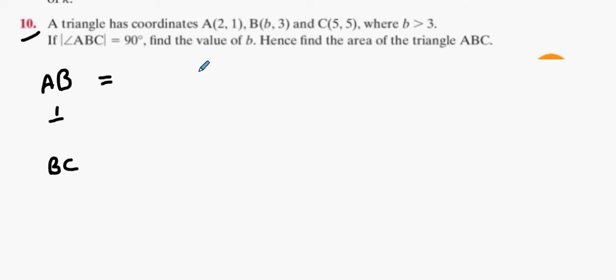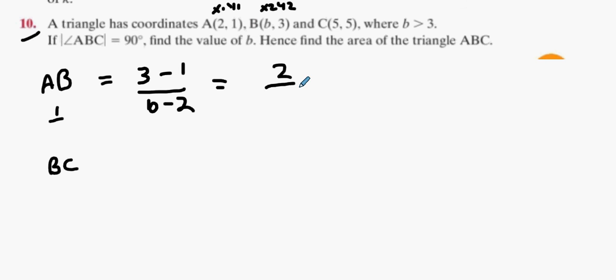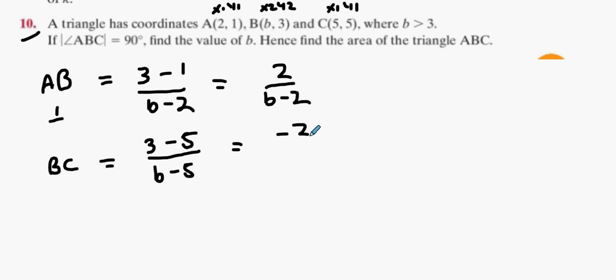Now, what's the slope of AB? So, we go for x1, y1, x2, and y2. We're going to get 3 take away 1 over b take away 2, which is 2 over b minus 2. Are we cool with that? Next one. I'll just call this x1, y1. So it's going to be 3 take away 5 all over b take away 5. And I'm going to get minus 2 over b minus 5. Cool so far?